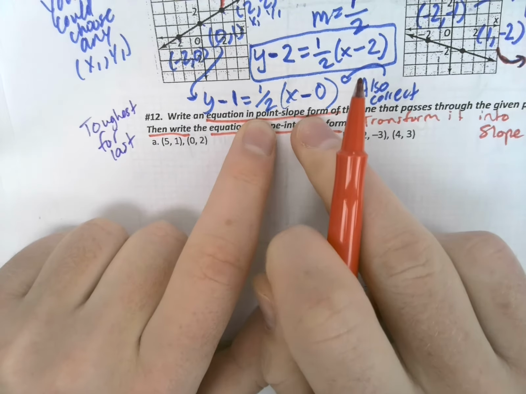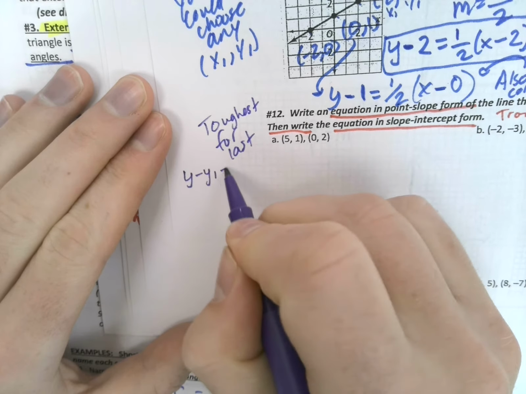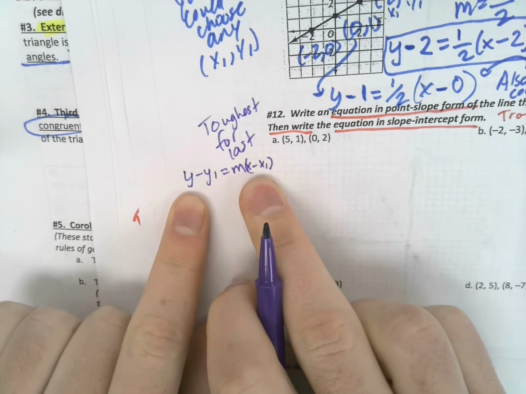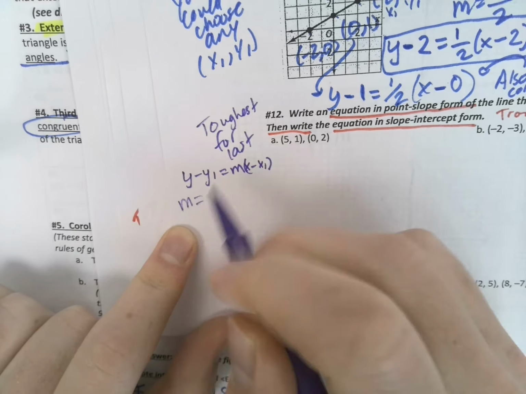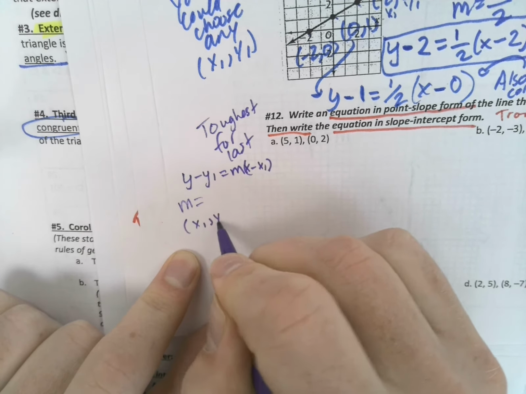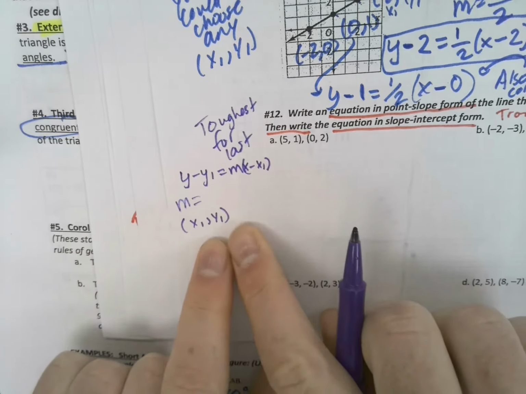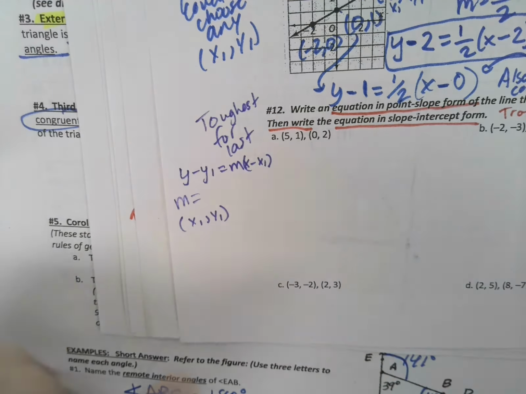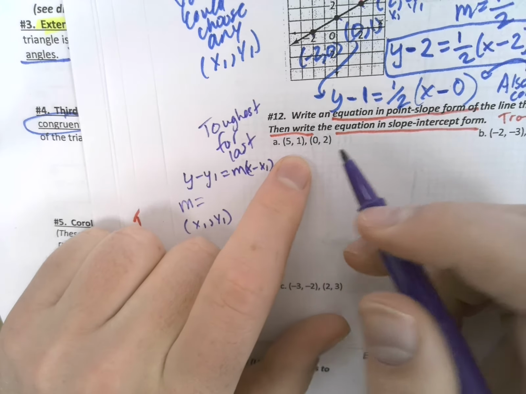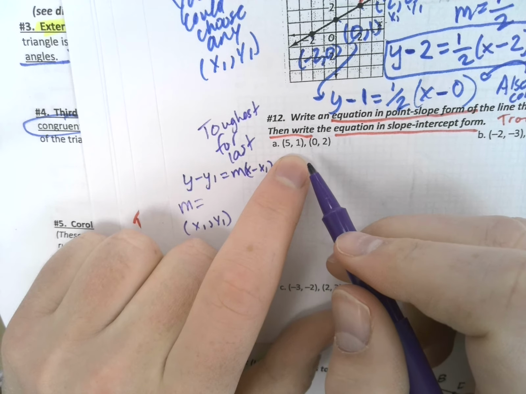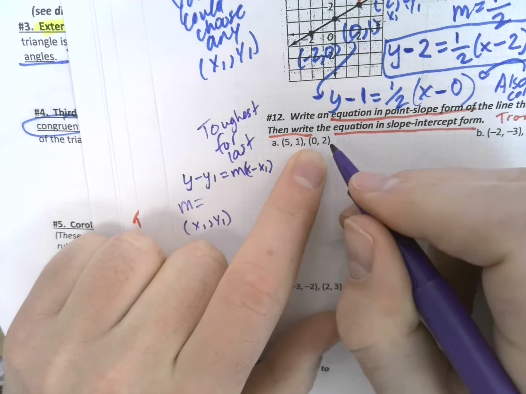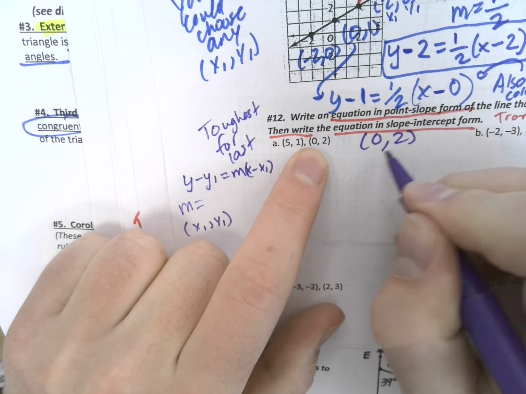So we're going to start with point-slope. What are the two things we need? Well, y minus y1 equals m times x minus x1. Looks like we need a slope and we need points. Well, the good news is we already have 2 points to choose from. I'm going to make it easy. Let's go with 5 and 1. Actually, you know what? Let's go with 0 and 2. That's our x1.